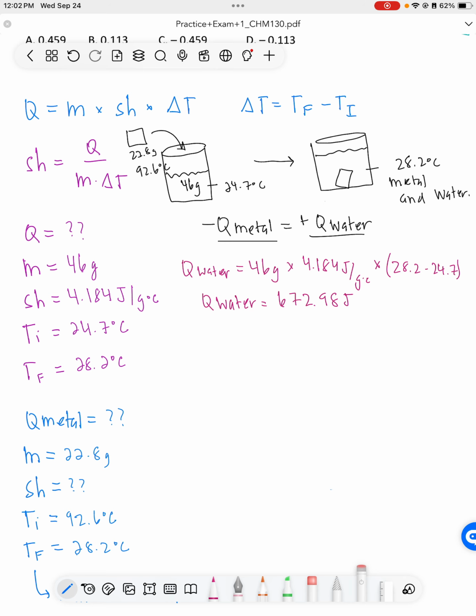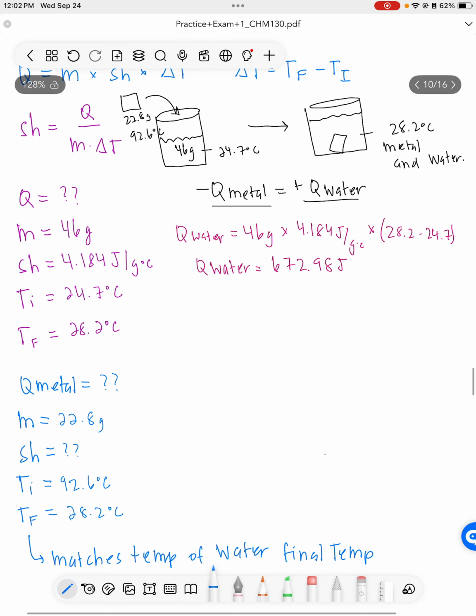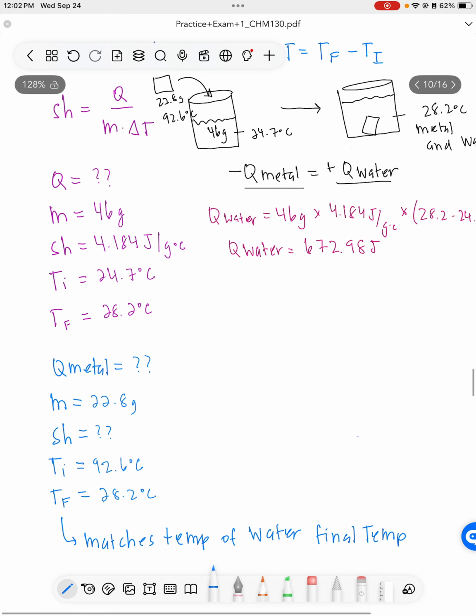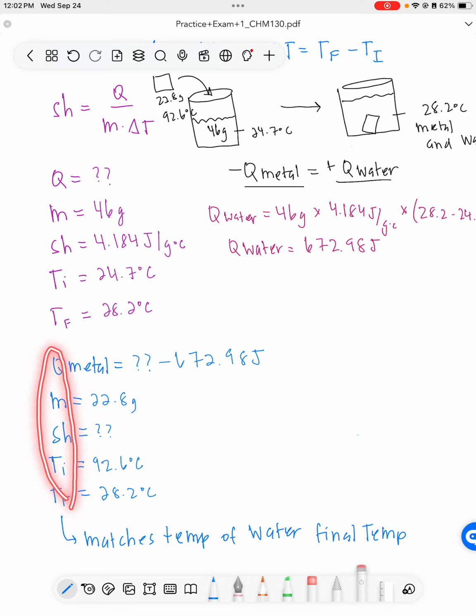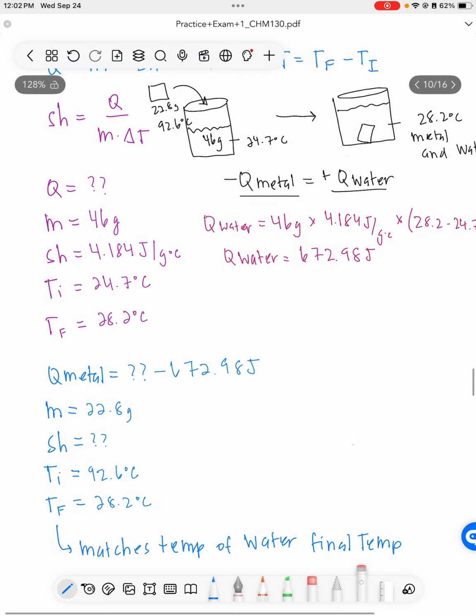So remember, this number right here is how much was gained by the water, and it was given by the metal. So the metal's Q, we now know. We know the metal's Q because negative Q of metal equals positive Q of water. So we just say negative 672.98 joules. And now we can find the specific heat of our metal because we have all the other variables that we need.